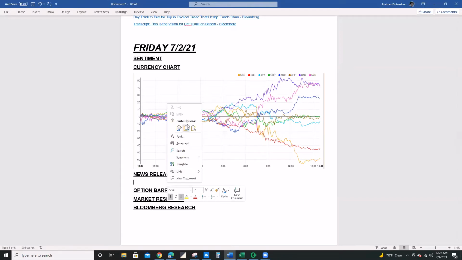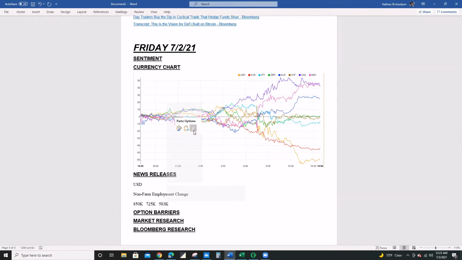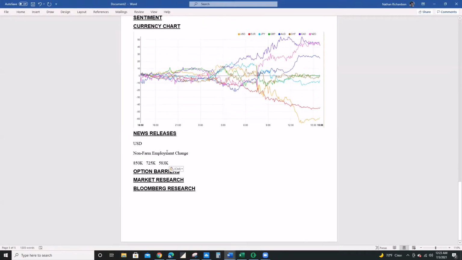On my Word file, I just want to put what was the major news event for the day, because not all those news events mattered. So I just grabbed that. I'm going to show my Excel file, and I'll show that in a second. I'm going to grab my option barriers.